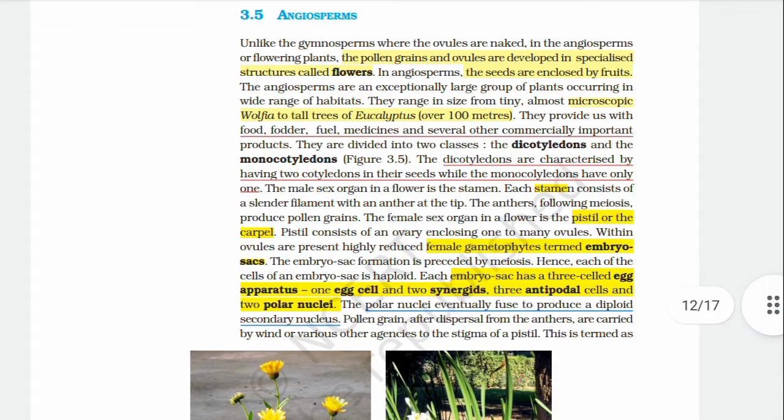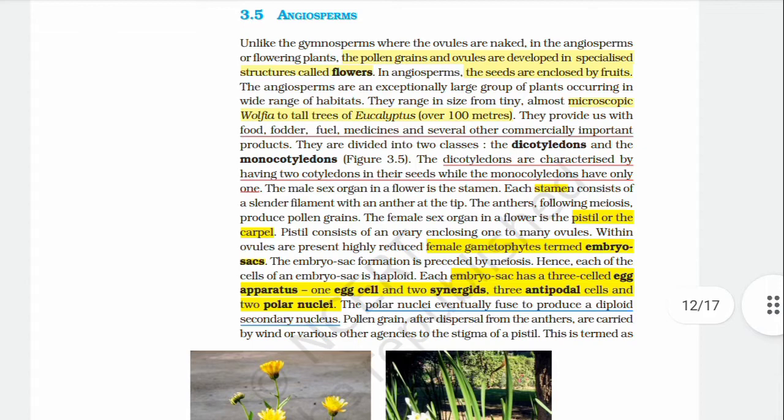Here also they may range from small tiny plants to large trees. So from microscopic Wolffia, the smallest of angiosperms, to the tall tree eucalyptus over 100 meters. And they are commercially useful and helpful for food, fodder and fuel. They have two classes, that is dicotyledons and monocotyledons. They are differentiated into two classes by the number of cotyledons in their seeds. The dicots are characterized by having two cotyledons in their seeds, but the monocots have only one cotyledon.